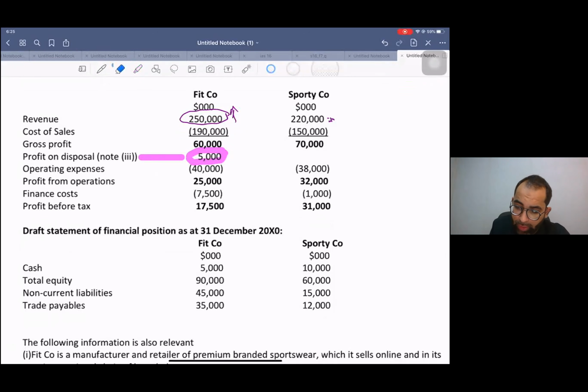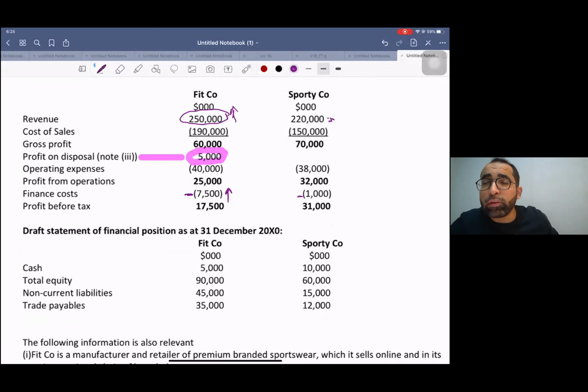Yes, one thing is very obvious. In Fit company there is a very big finance cost. See, finance cost is high here, and here the finance cost is low. So definitely it looks like Fit company is highly geared, or we can say Fit company has taken a lot of loans. This may be possible, and we'll prove it.